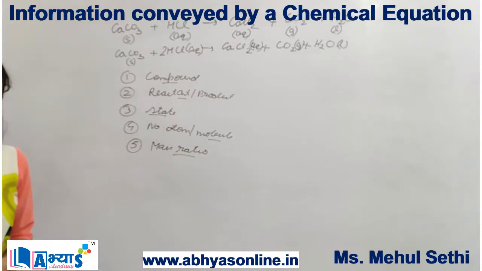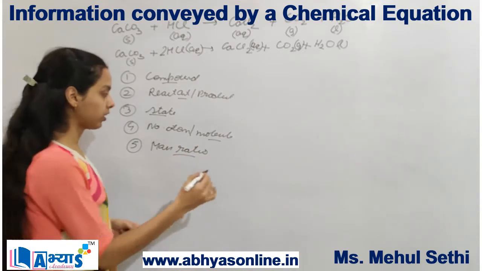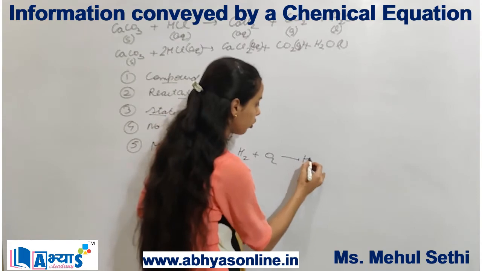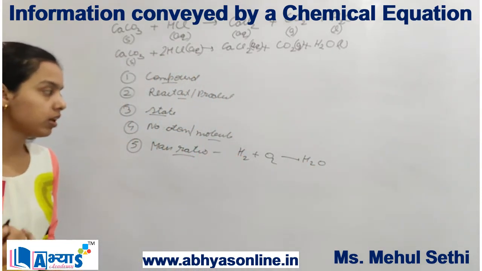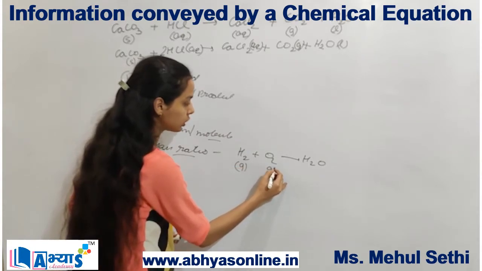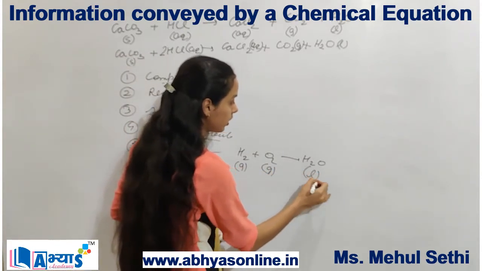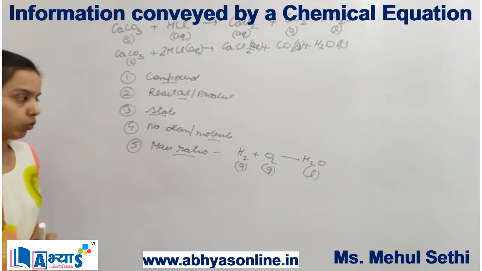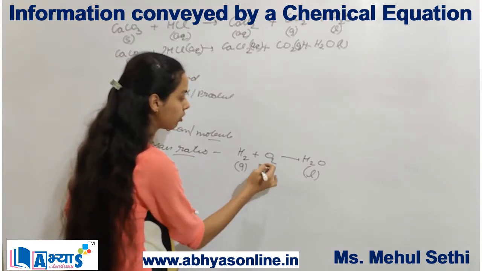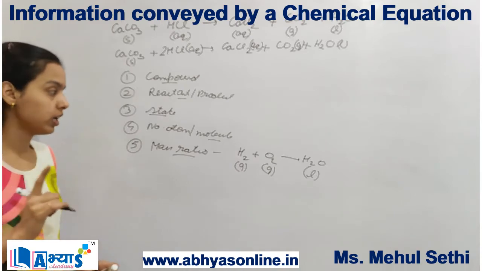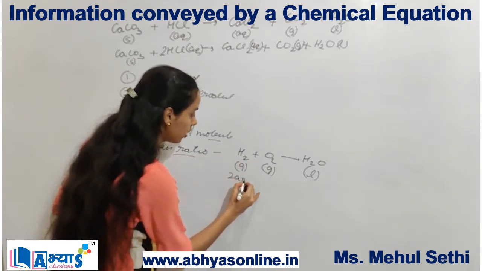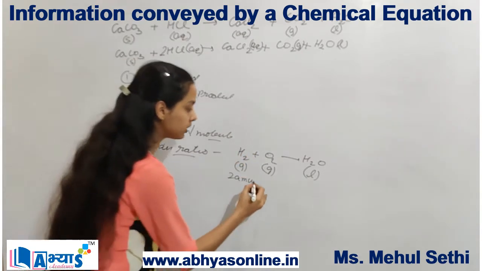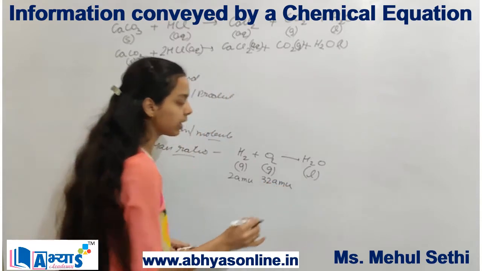To understand this point, let us take another example in which I have hydrogen and oxygen to form water. Basically in this example, hydrogen is in the gaseous form, oxygen is also in the gaseous form and the liquid, that is water, is produced. So let us find out the mass of all these 3 compounds. As you know, the mass of a hydrogen atom is 1 atomic mass unit. So for 2 atoms it will be 2 atomic mass units. Mass of 1 atom of oxygen is 16. So for 2 atoms it will be 32 atomic mass units.